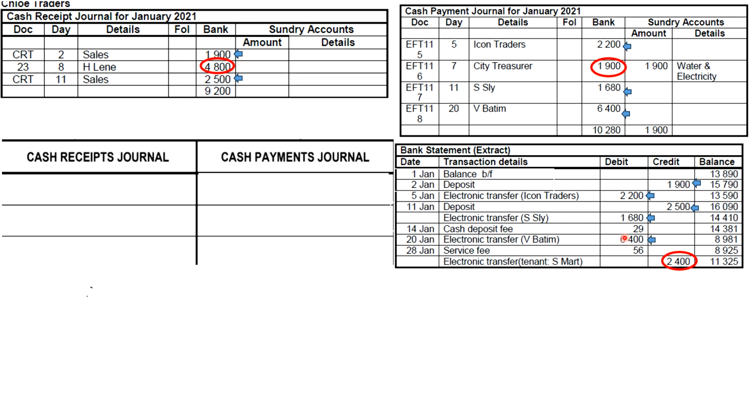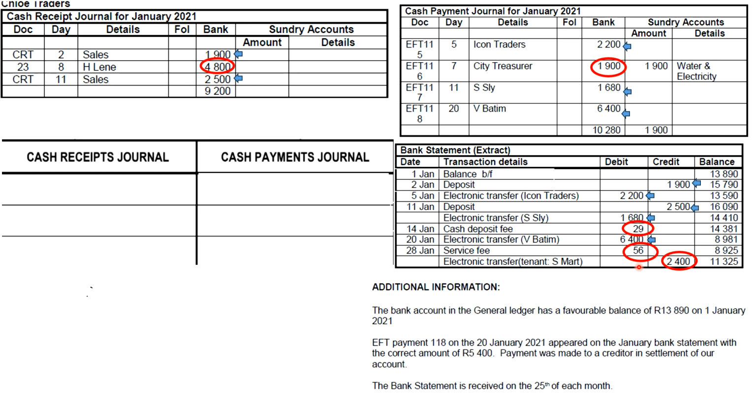But now, if we take a look in our bank statement, there's 29 and 56, and these amounts are not showing up in our CPJ. That means we omitted an amount, but the bank recorded it. So we're going to circle those amounts because we're going to fix them. So this is additional information they provide us with. The bank account in the general ledger has a favorable balance of 13,890 on 1 January. This information is what we're going to use to prepare our bank account.